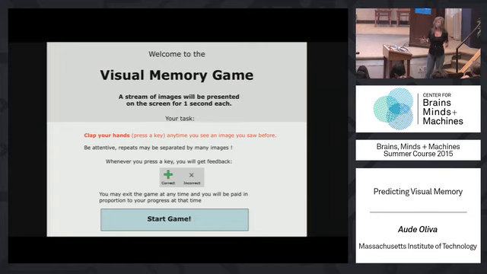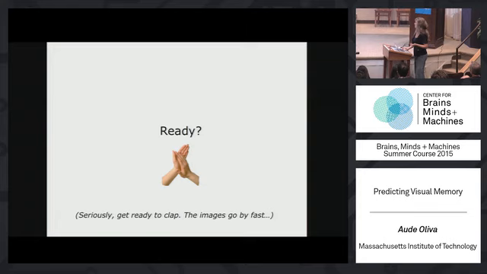It's a very straightforward memory experiment, and this is the first step to get scores on a lot of images regarding the type of information that people will naturally forget or naturally remember. So let's do the game. Are you ready? All right, clap your hands whenever you see a repeat.